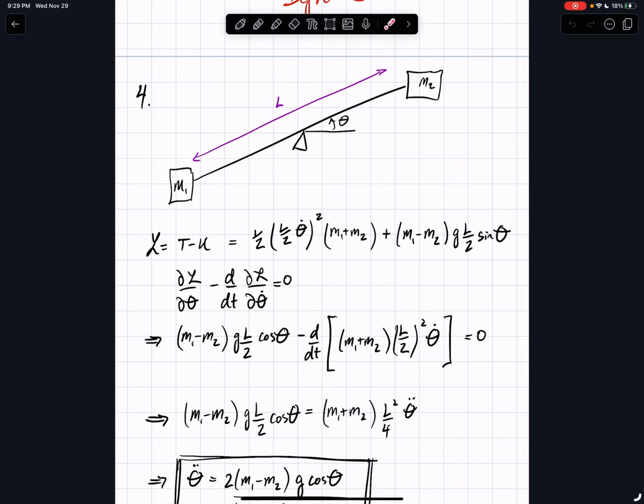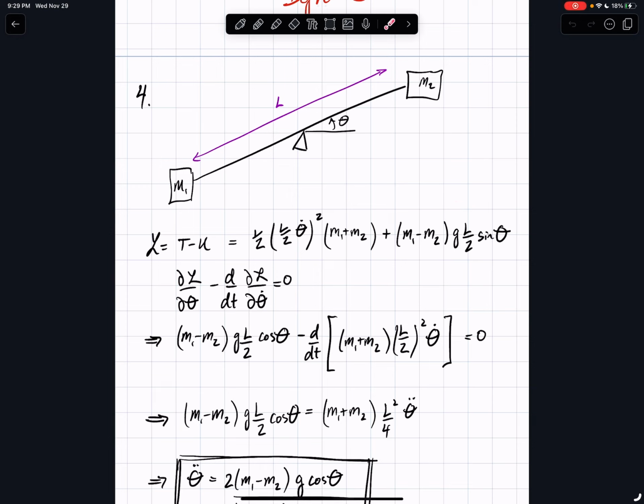Then the potential energy is given by the height of each of these. As theta increases, the height of m2 goes up. How much it goes up is L over 2 times sine theta. Now, the Lagrangian is minus the potential energy, so the minus shows up here for m2. As theta increases, m1 goes down, so the potential energy decreases or goes negative. But again, the minus cancels out, so you get a plus here. So the total Lagrangian has these two terms, the kinetic energy term and the potential energy term.